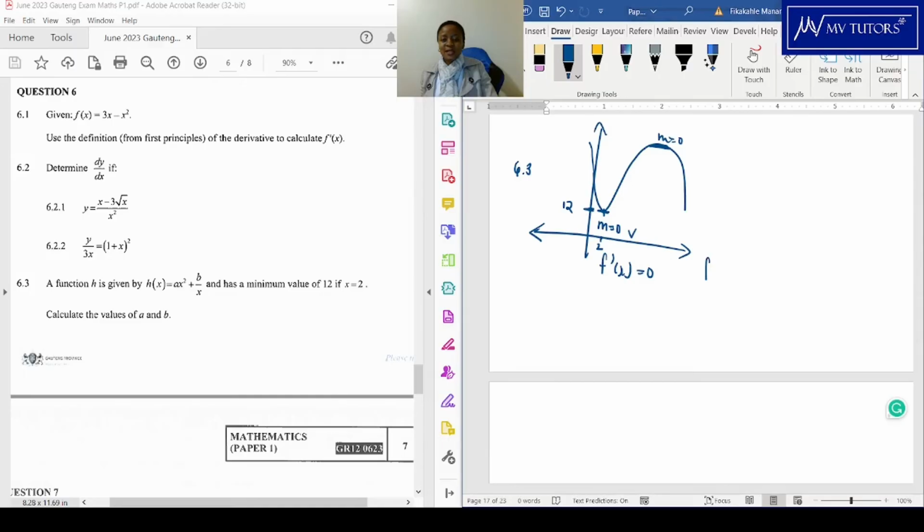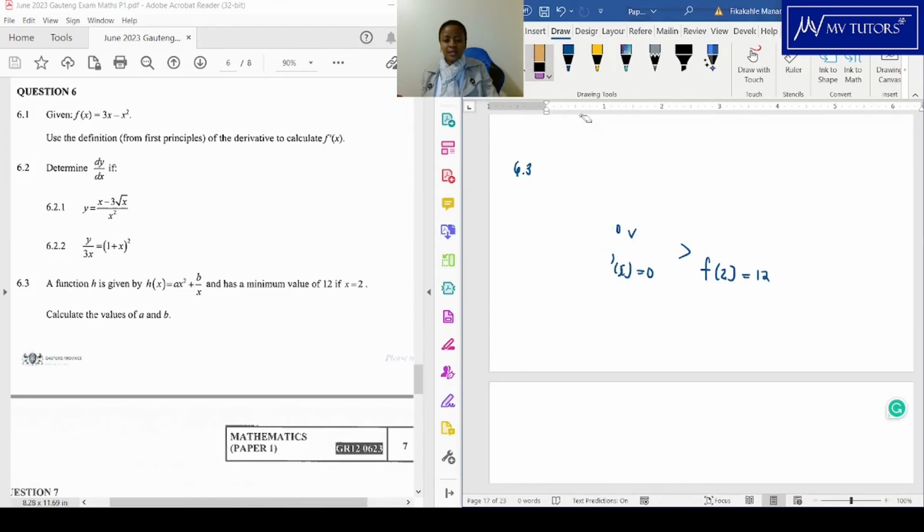Okay, so basically when x is 2, it's 12, all right? And our first derivative is 0. Okay, so that's basically what the question is saying. So whenever you hear minimum, maximum, don't stress. That just means the first derivative, which is your gradient, is equal to 0. Okay, so now it says calculate the values of a and b. So let's just write down the function h of x, which is ax squared plus b over x.